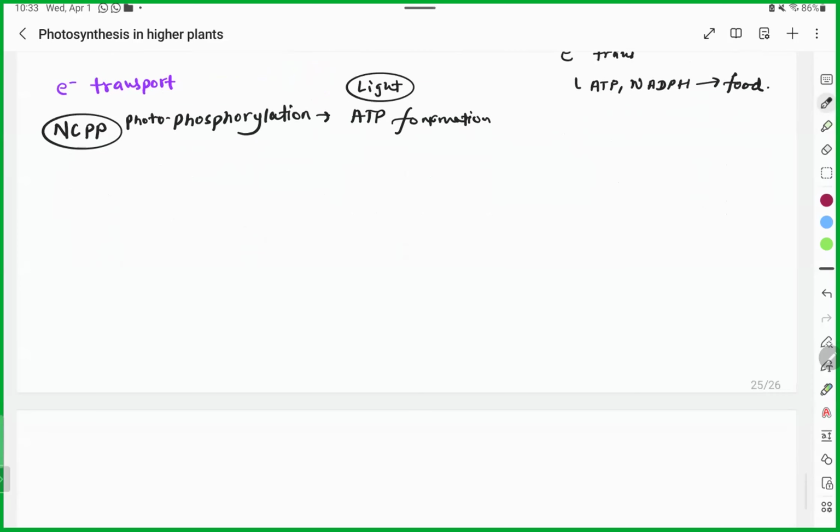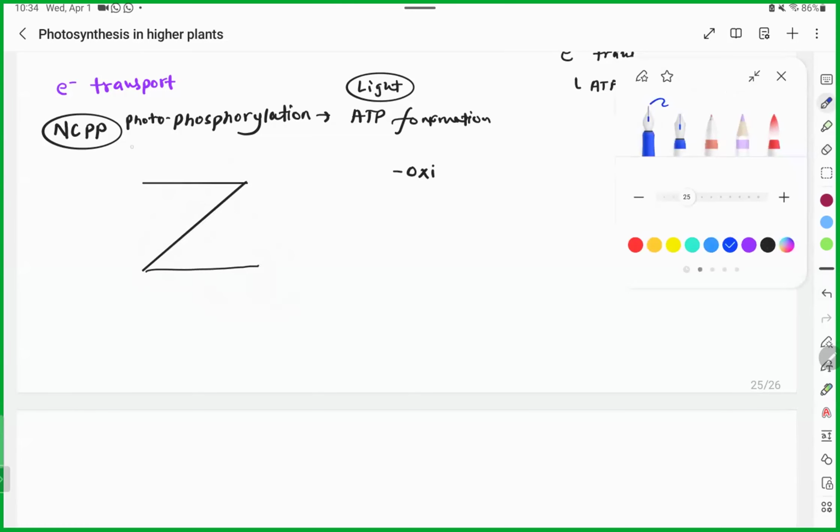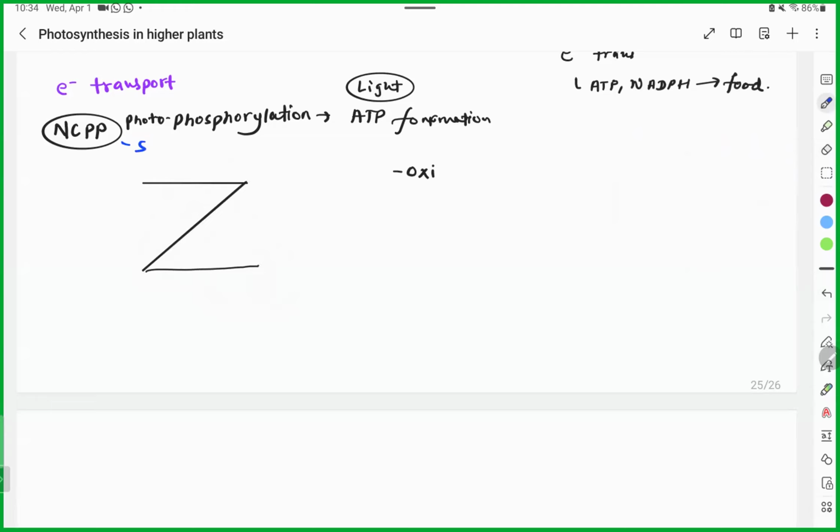So, guys, in this case, what will happen? This is also known as the Z scheme. Though it looks like an N, if you see based on the oxidation and reduction, it will look like a Z. That's why this non-cyclic photophosphorylation is also known as the Z scheme. And why do we call it non-cyclic? Because a cycle is not formed in this case. How is the Z scheme formed? Based on the oxidation and reduction.